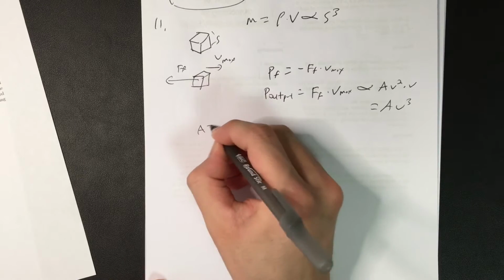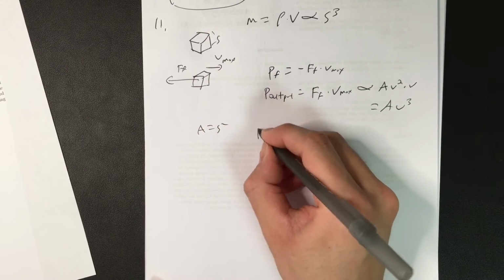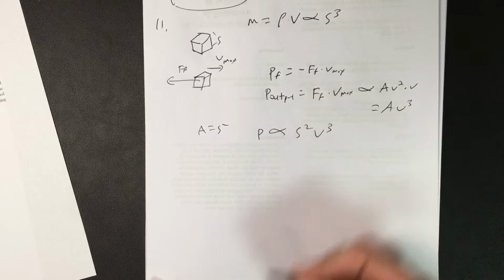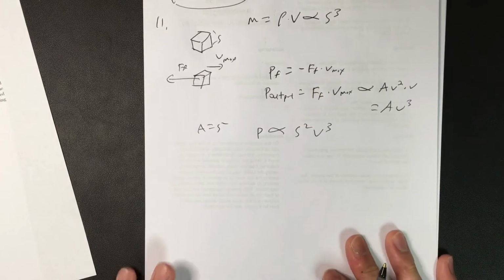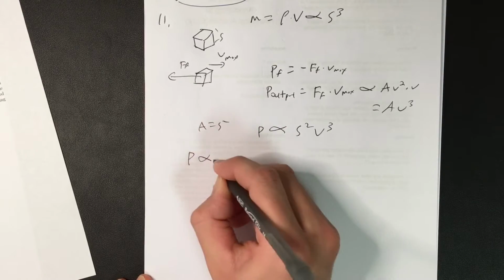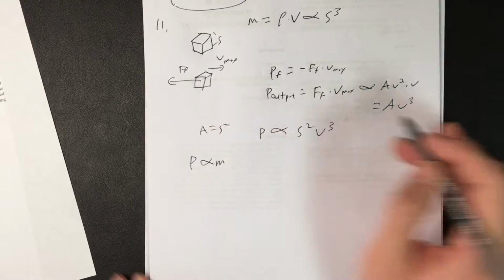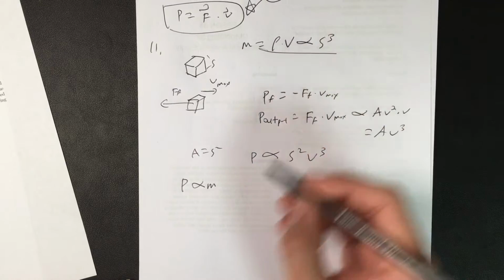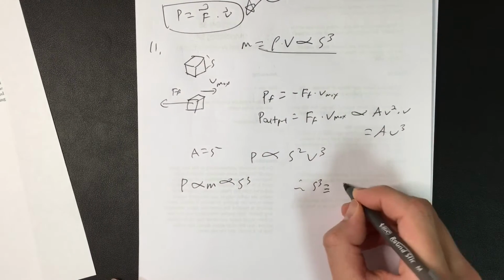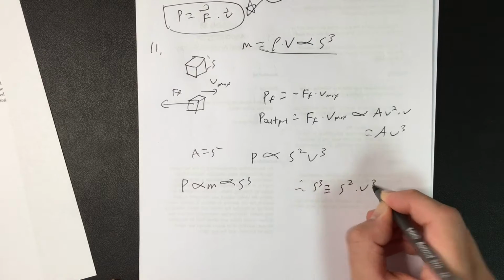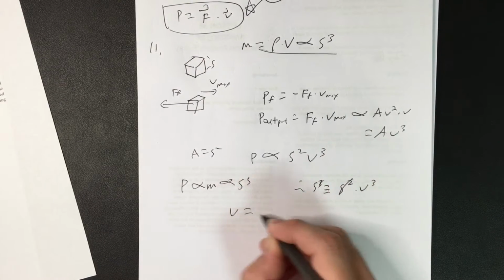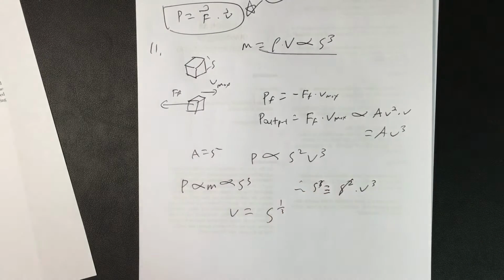Now, since area equals S squared, I can claim that power is proportional to S squared V cubed. Now, reading this problem, the problem also said the power output is proportional to the mass, in which previously I said mass is proportional to S cubed. So therefore, S cubed should be equal to S squared times V cubed. So canceling out the S term, V equals S to the power of 1/3.